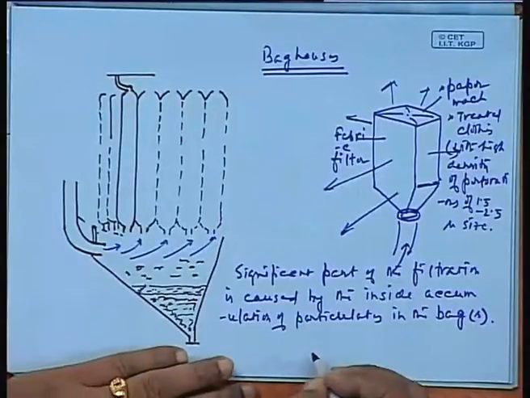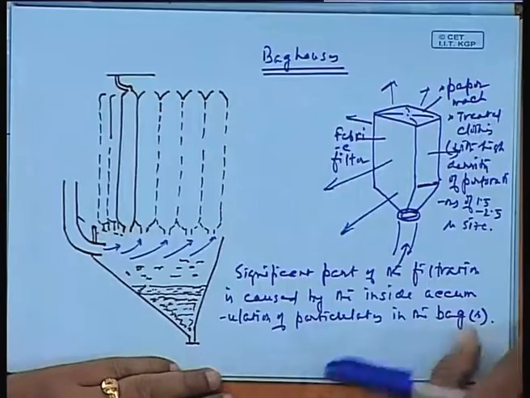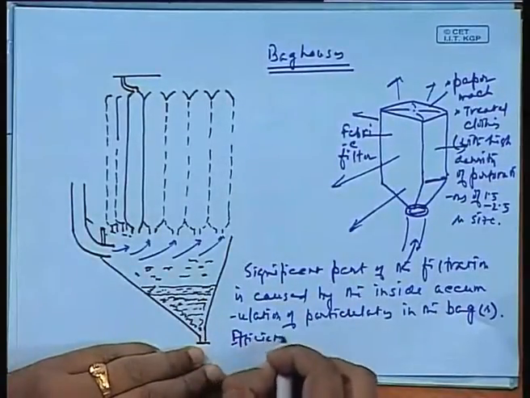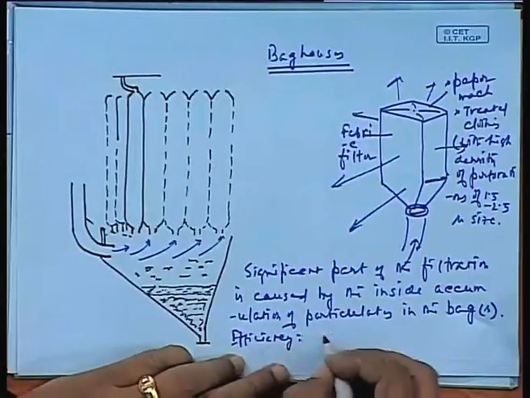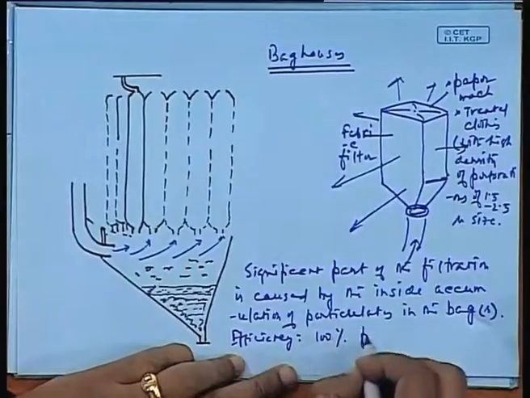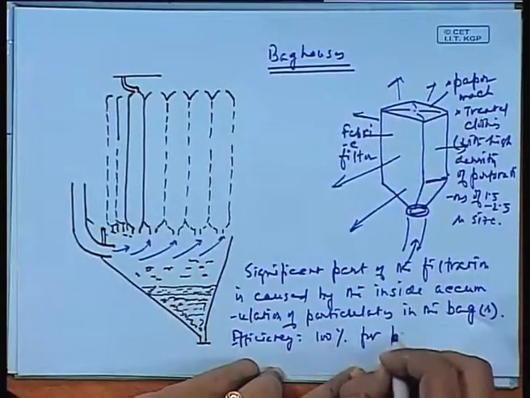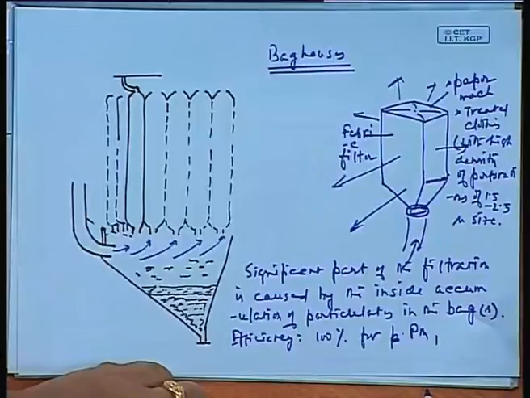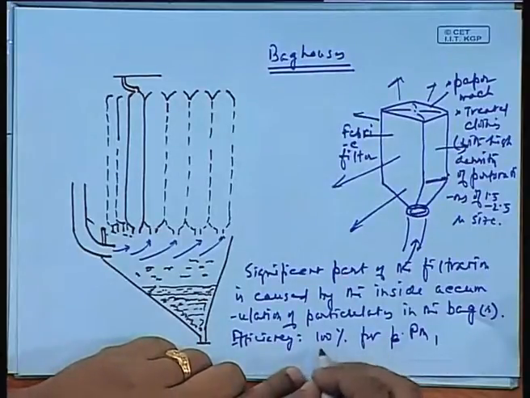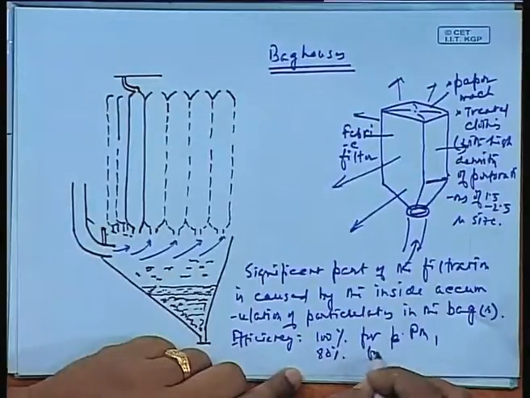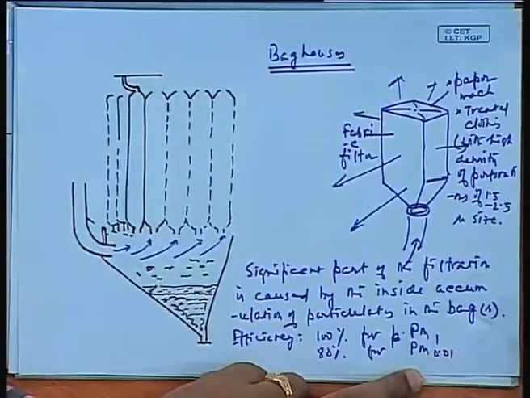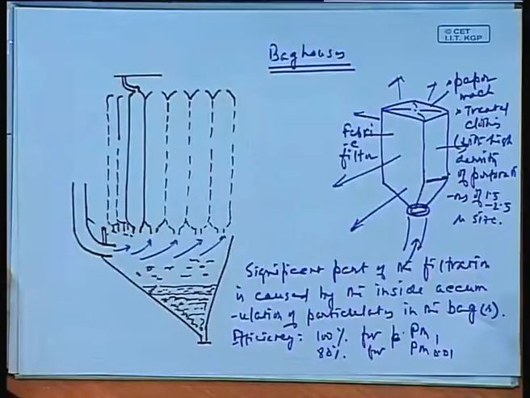Now if we observe the efficiencies, efficiency can be 100% for PM 1 micron, and about 80% for PM 0.01. So PM1 and 0.01.